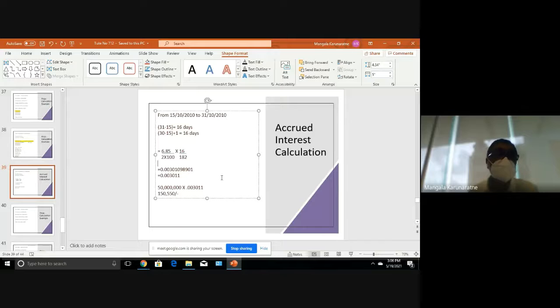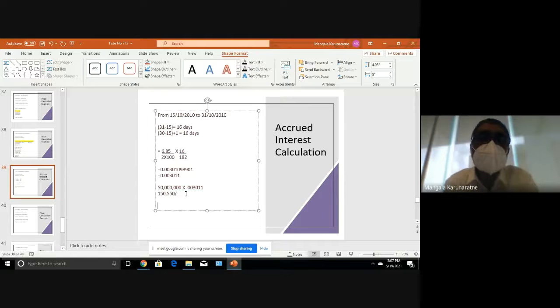I hope that everyone understood this. If not, please let me know now, then I can explain again, right? So we have taken 16 days because this bond has been with the current holder for 16 days, and in the current coupon period there are 182 days. So he is entitled for the interest. Now the full interest is for 182 days, but he is entitled only for 16 days of interest. So we are calculating the interest portion for 16 days.